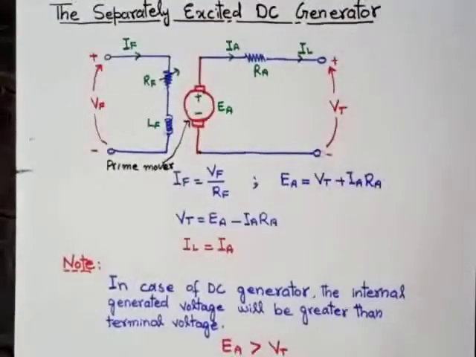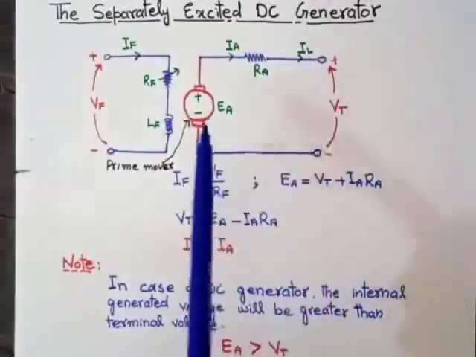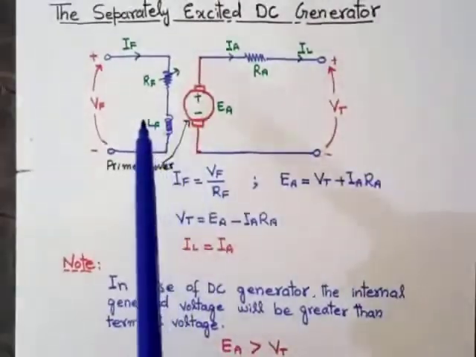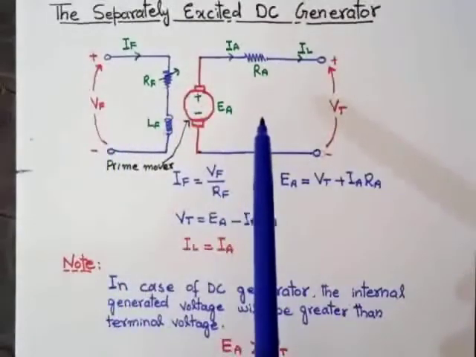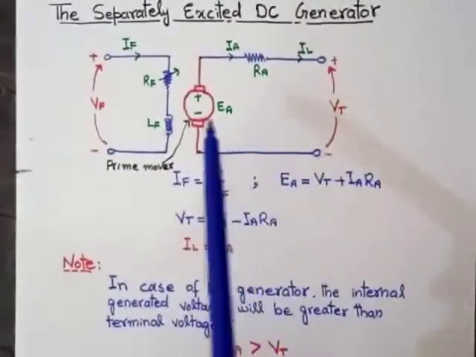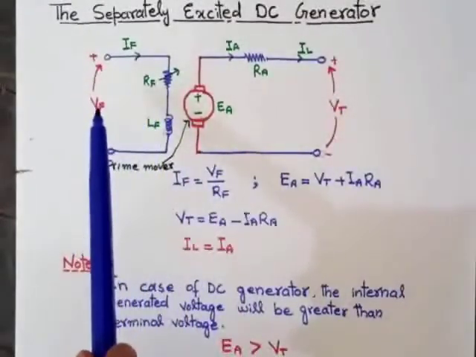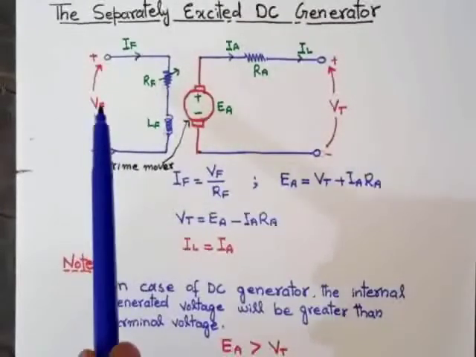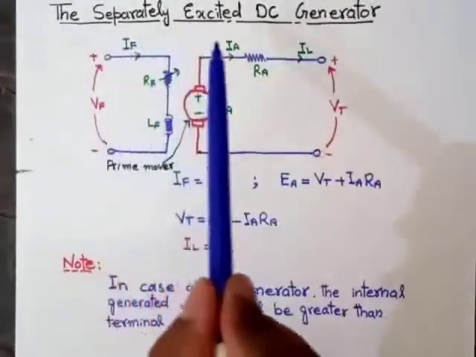Now we will discuss the first type of the DC generator, that is the separately excited DC generator. This is the equivalent circuit of the separately excited DC generator. Here this is the field circuit and this is the armature circuit. And here, as you can see in this figure, the voltage source is separate across the field circuit. If the voltage source is separate across the field circuit, then this type of generator is called the separately excited DC generator.